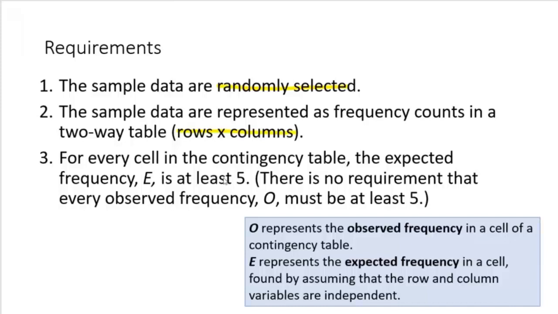So for every cell, the expected frequency, expected starts with an E, and we denote the expected frequency by an E. You have to have an expected frequency of at least 5. Now there's a formula for how to calculate the expected frequency, but really we can get your calculator to do that for you. Not every single one of them in the observed, so again, observed frequencies, we know with O. You don't actually have to have an observed value of 5. You have to have an expected frequency of at least 5.